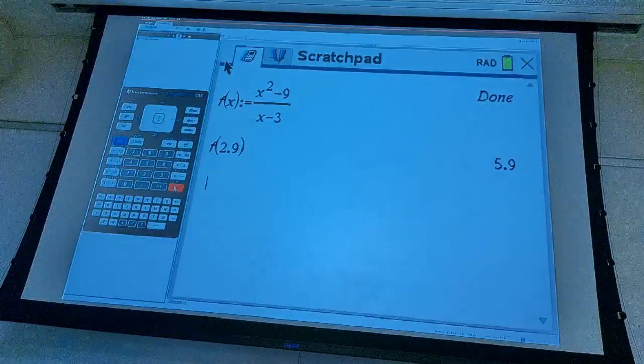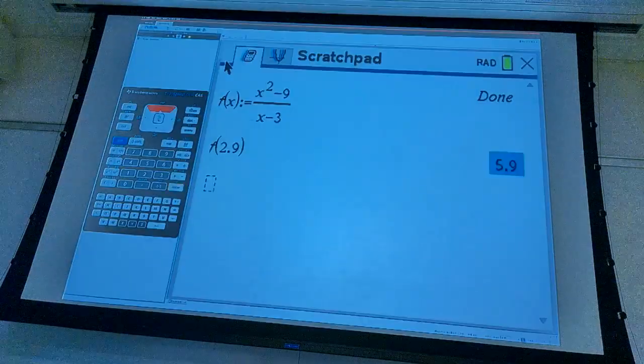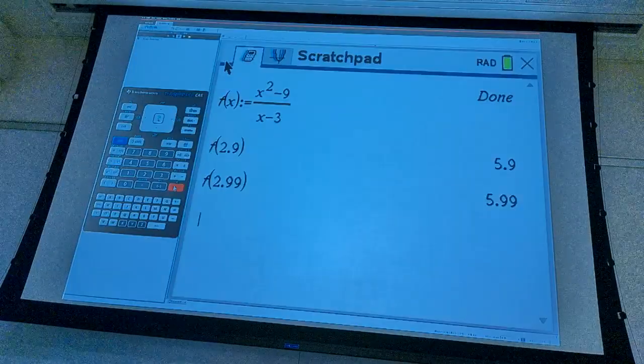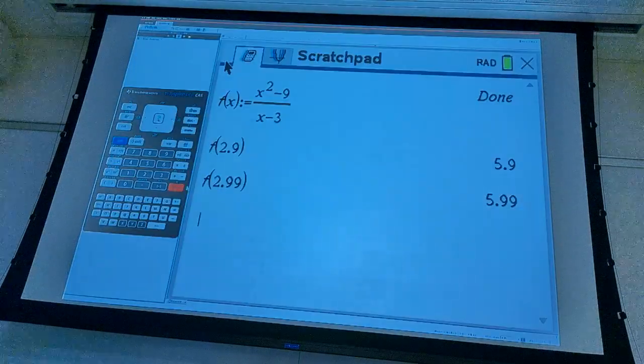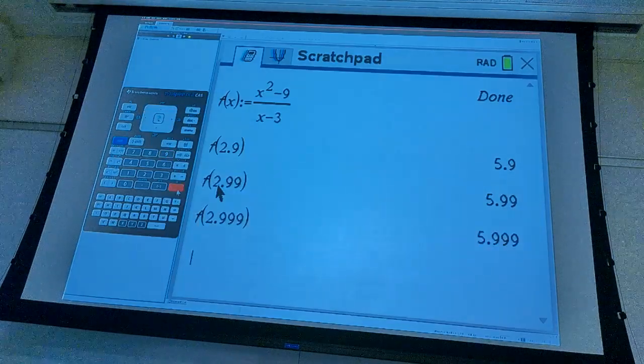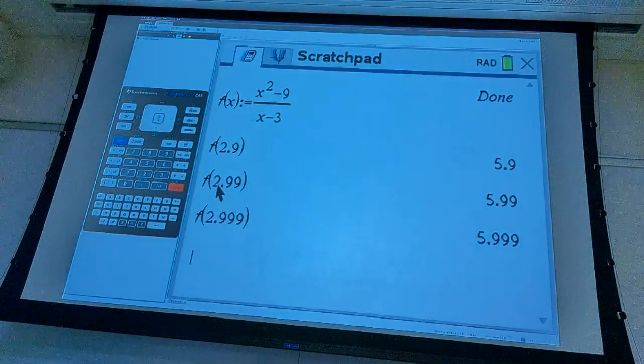F of 2.9 is just 5.9. There's 2.99. And 2.999. So I will just quickly fill in the chart and then come back to the calculator.